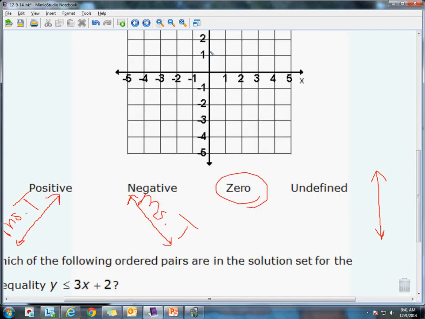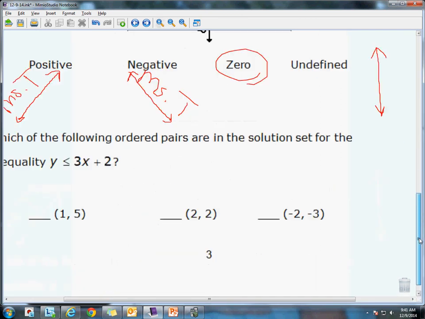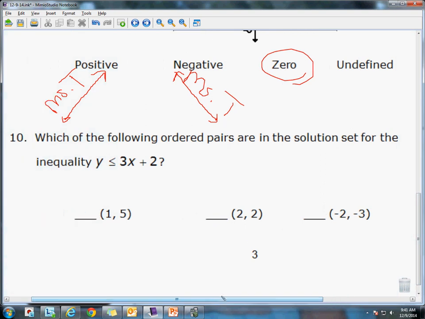Okay, number 10, it says which of the following ordered pairs are in the solution set for the inequality y is less than or equal to 3x plus 2. We can label these x and y, x and y, x and y, and we can go ahead and plug them in. So for this first one, my y is 5. It's less than or equal to 3 times x is 1 plus 2. So 5 is less than or equal to 3 times 1 is 3, 3 plus 2 is 5. 5 is equal to 5, so that is true.